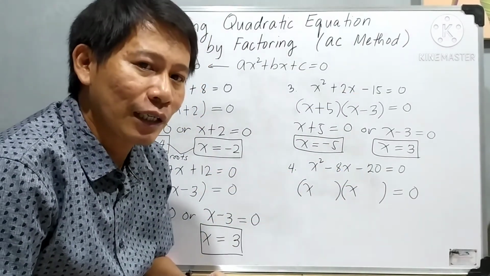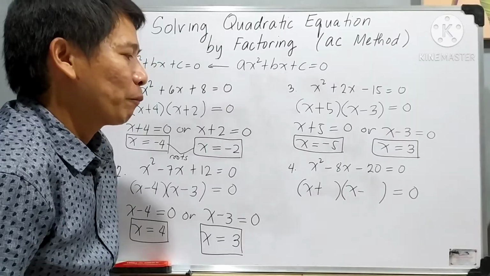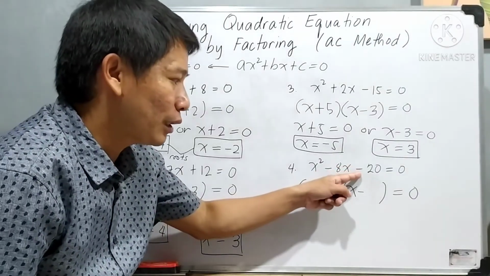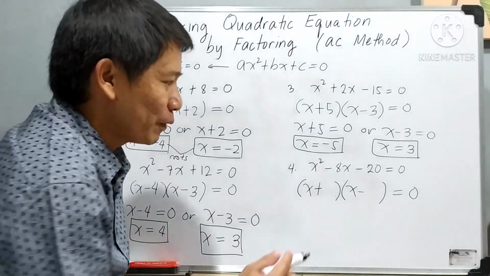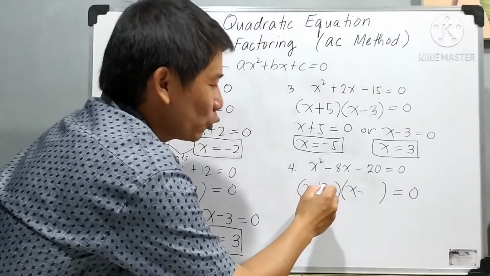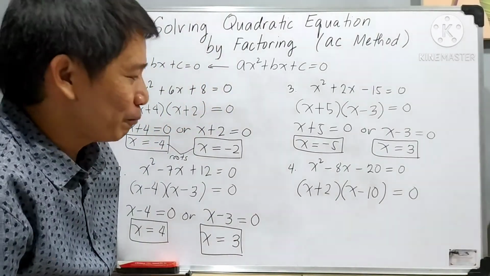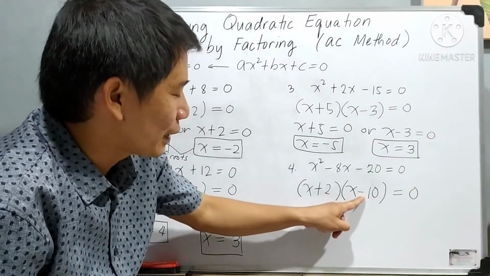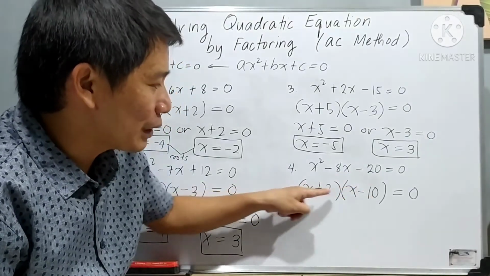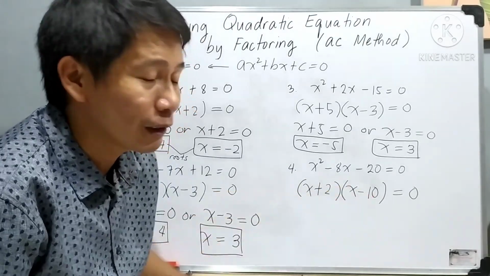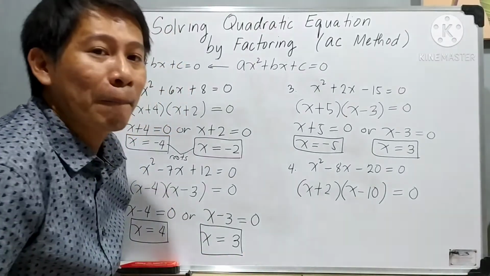Ang factors na i-consider natin ay isang positive at isang negative pa din. And what are the factors of negative 20 na pag pinag-add natin ang magiging sagot ay negative 8? So we have positive 2 and negative 10. Check nga natin. So positive 2, multiply natin sa negative 10, ang sagot ay negative 20. At pag pinag-add mo sila, positive 2 plus negative 10, the answer is negative 8. So, ang factors natin, correct.